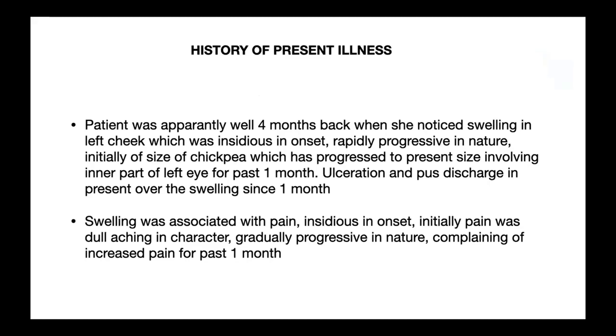The patient was apparently well 4 months back when she noticed a swelling in the left cheek, which was insidious in onset, gradually progressive in nature, initially the size of a chickpea, but has now progressed to the present size, so much so that it involves the inner part of the left eye for the past 1 month. There is also ulceration and pus discharge over the swelling since 1 month. The swelling was associated with pain, which was also insidious in onset, initially dull aching in character, gradually progressive, and the patient complains of increased pain for the past 1 month.